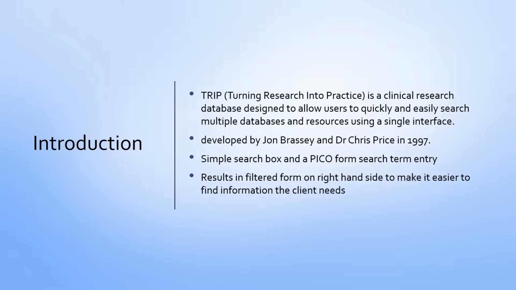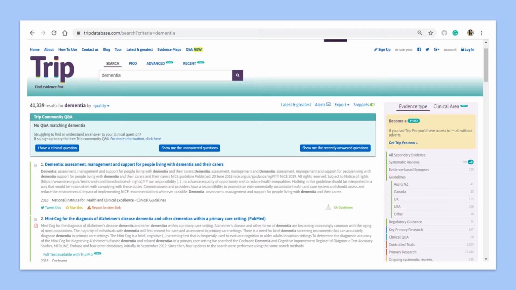TRIP includes a simple search box and a PICO form search term entry and produces results in a filtered form to make it easier to find information the client needs. Publishers are classified through their output. By selecting categories listed, users can further restrict results by publisher.